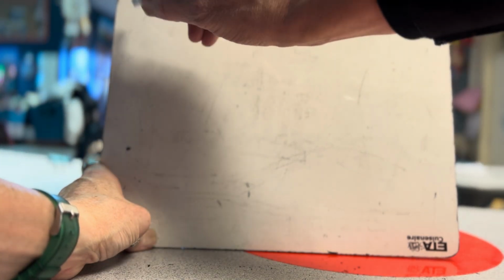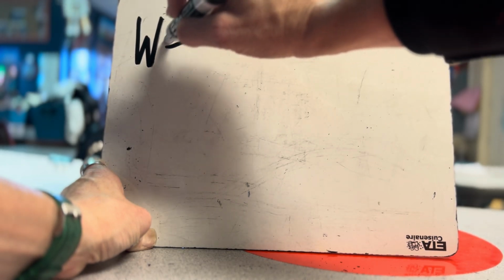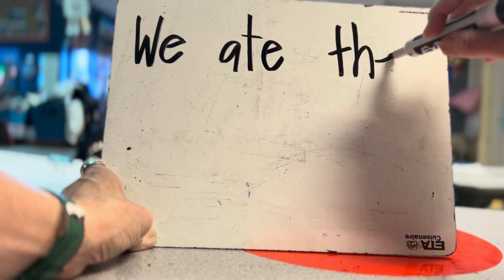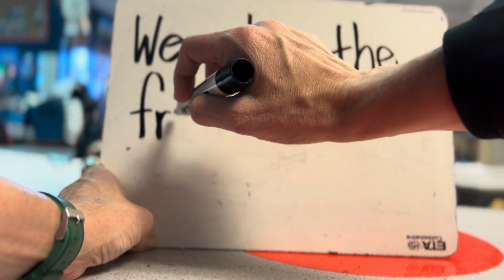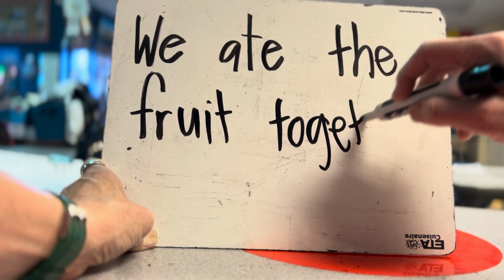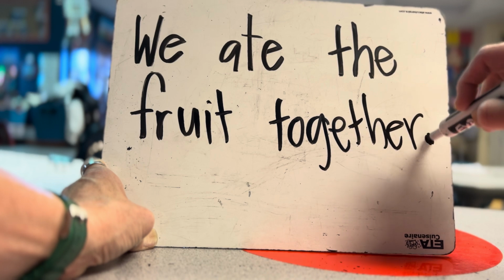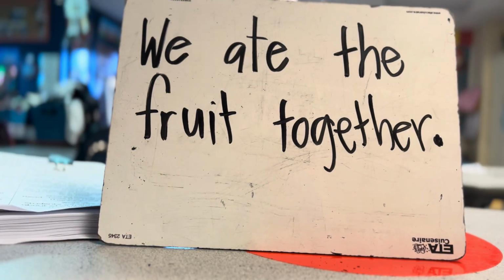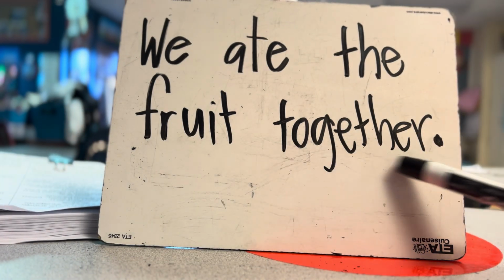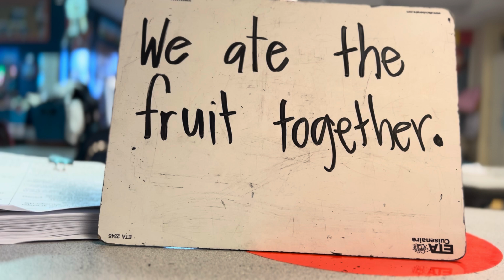All right, here we go. We ate the fruit together. With a period. I have a capital. I have a period. The word together was on the board under our most common word list, so you should be able to find that. If you need to fix something on there, go ahead and fix it. Very good.